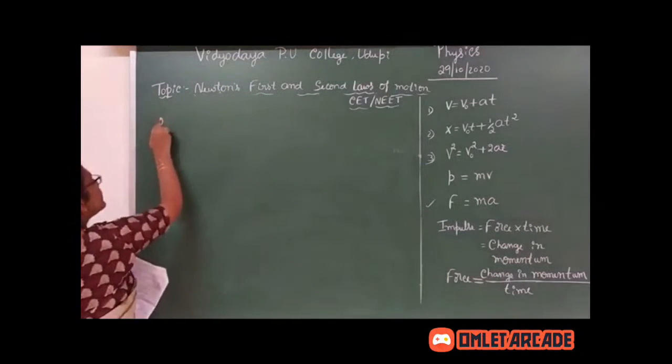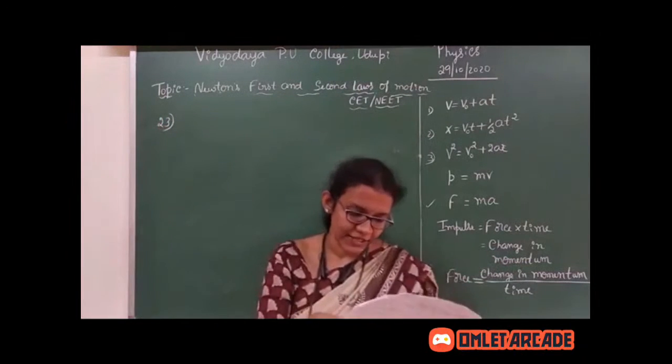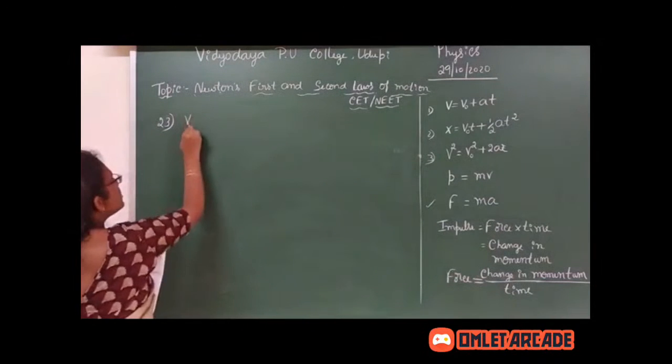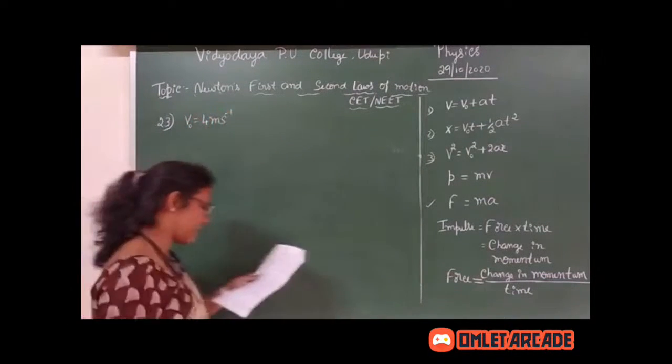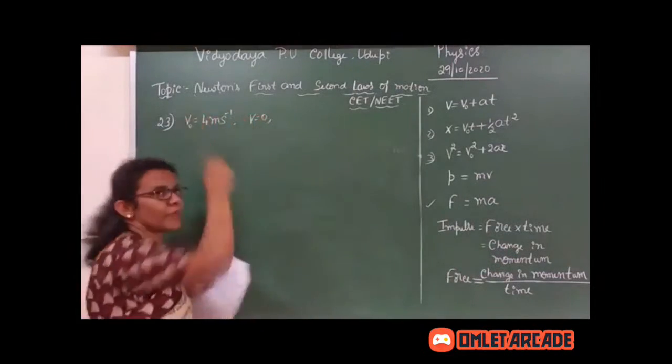Next, question number 23. A body of mass 2 kg moving on a horizontal surface with an initial velocity of 4 meters per second. So the initial velocity is given, 4 meters per second. It comes to rest. The final velocity is 0. It is coming to rest.